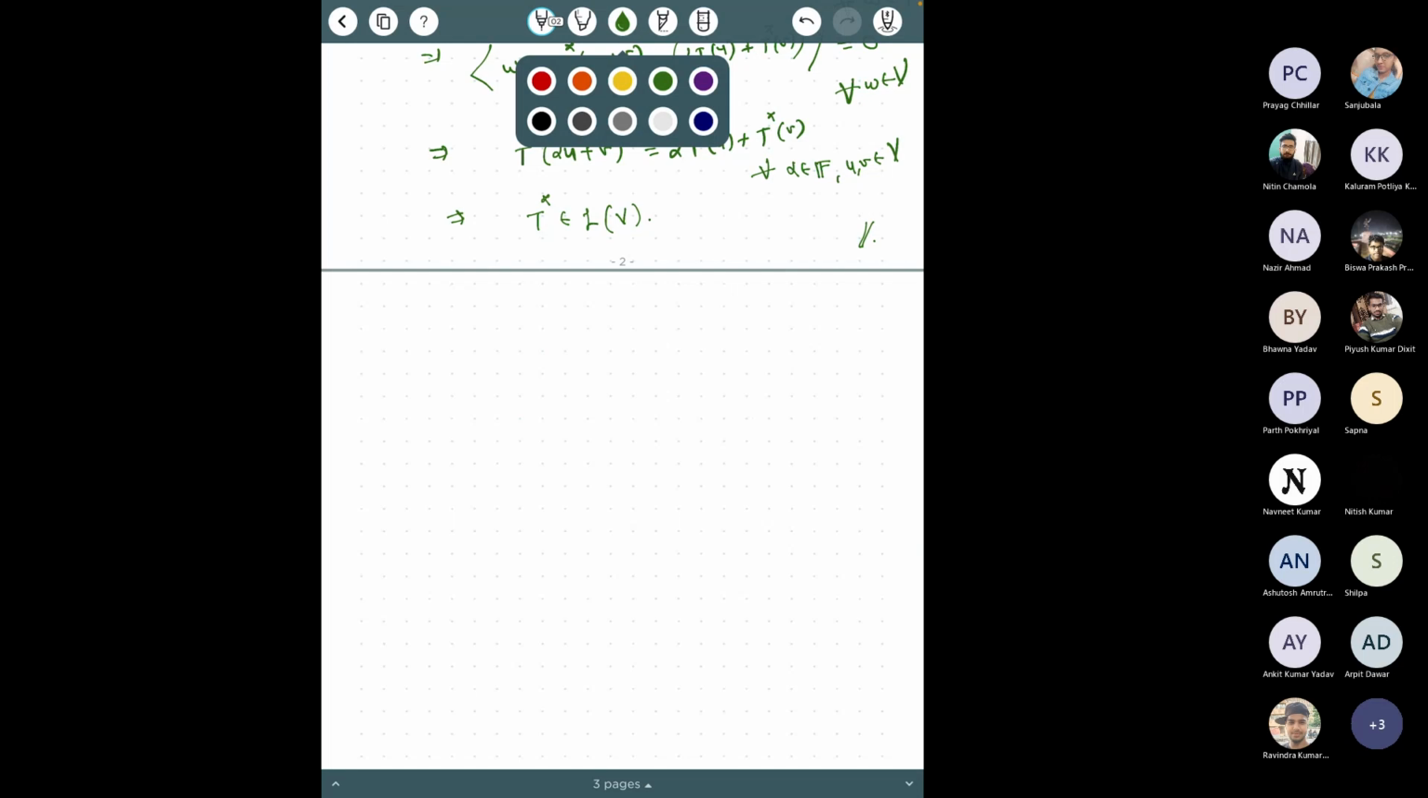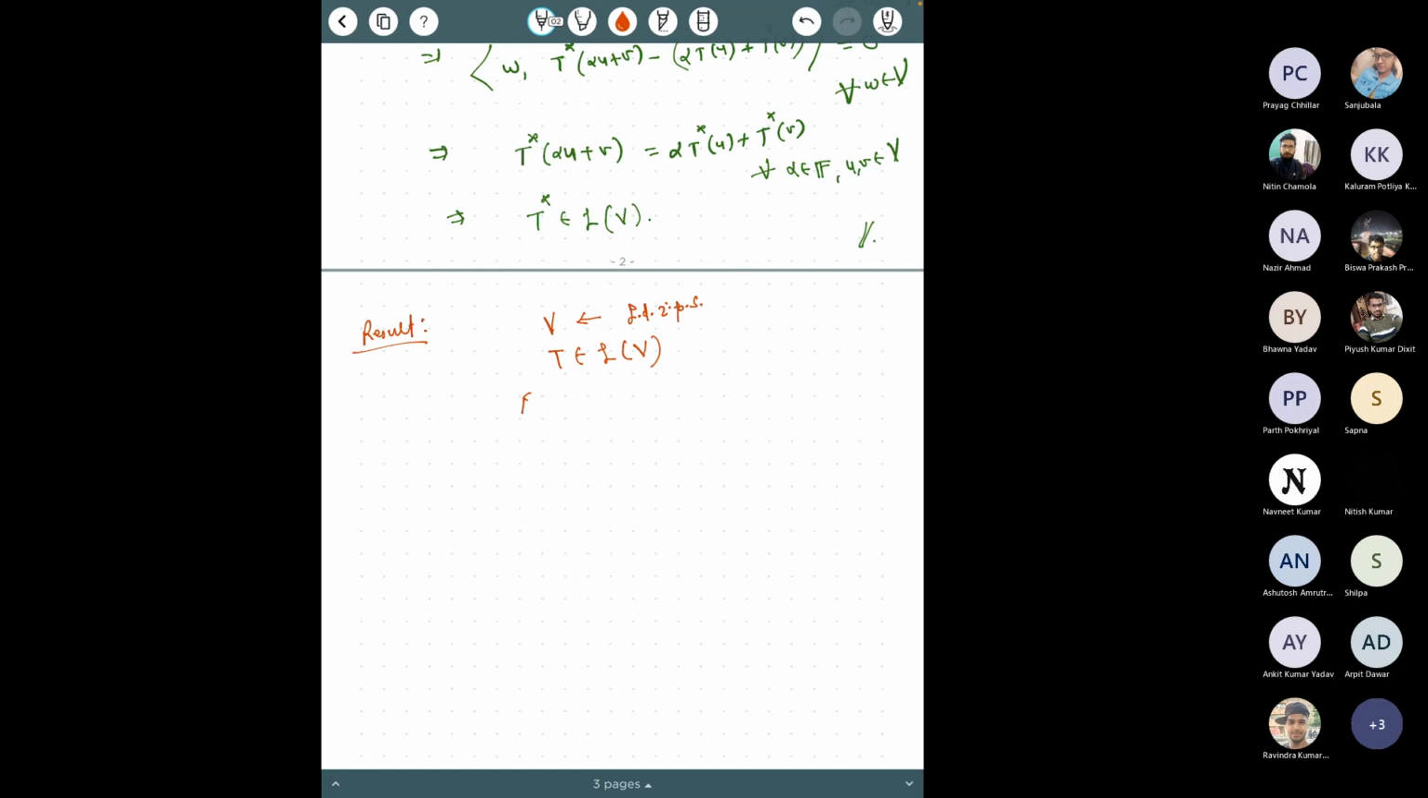Let me write this simple observation, which will be useful in proving what I just mentioned. So if we have a finite dimensional inner product space, let's say V, and a linear operator on this, I'll write this as a result. Since it's finite dimensional, we can fix a basis for this, say q1 to qn. Since it's an inner product space, we can talk about an orthonormal basis. So suppose that this is an orthonormal basis of V.